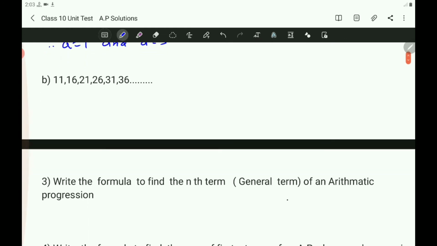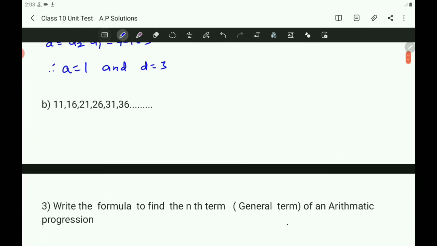Then you take the next one. Here also this is A1, A2, A3, A4 like this way. The numbers are 11, 16, 21, 26, 31, 36, and so on. Now A1 is nothing but the first term, the term which comes first. So you write A equals 11. D is equal to A2 minus A1, that is 16 minus 11, which is 5.